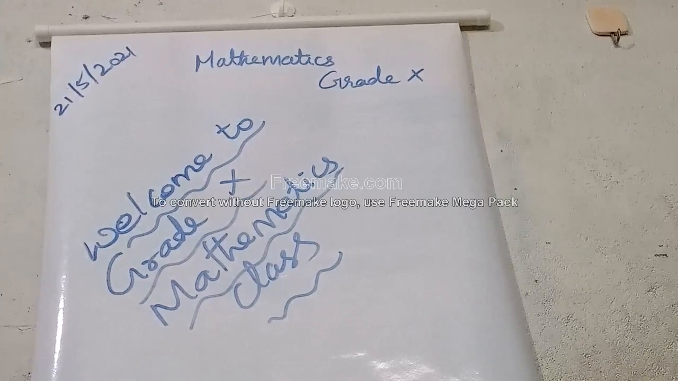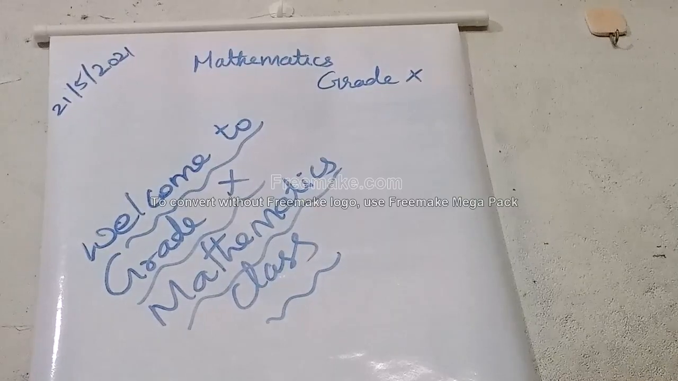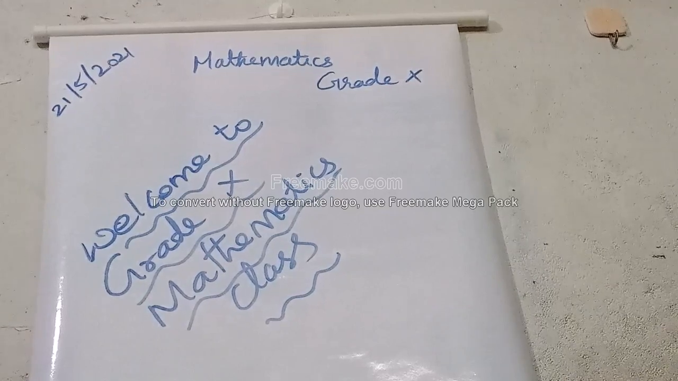In the previous class, I taught you what is sequence and what are the types of sequence. Do you remember? What is sequence? Sequence is an arrangement of numbers in specific order. What are the types of sequence I taught you? Finite sequence and infinite sequence.